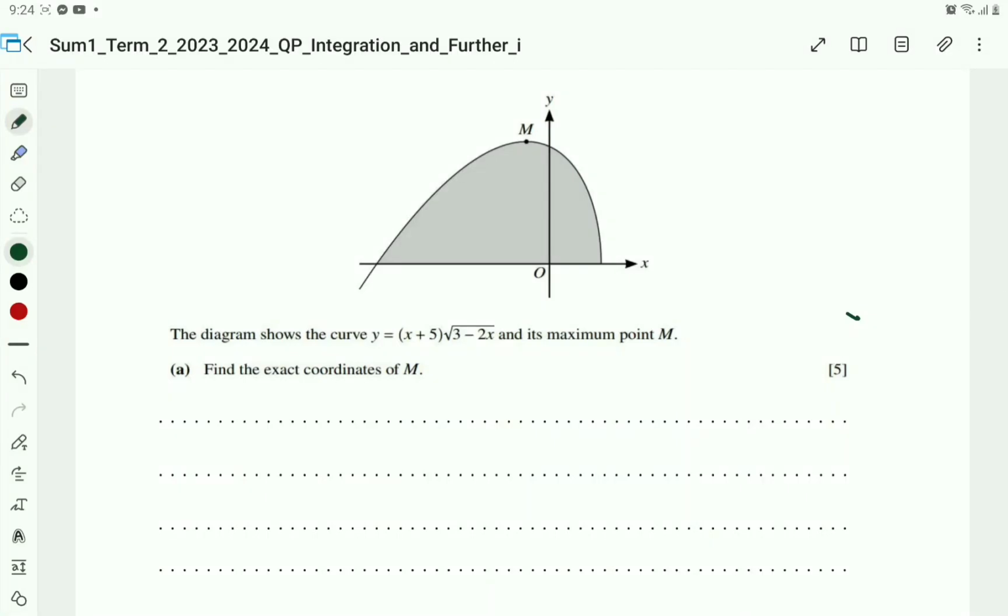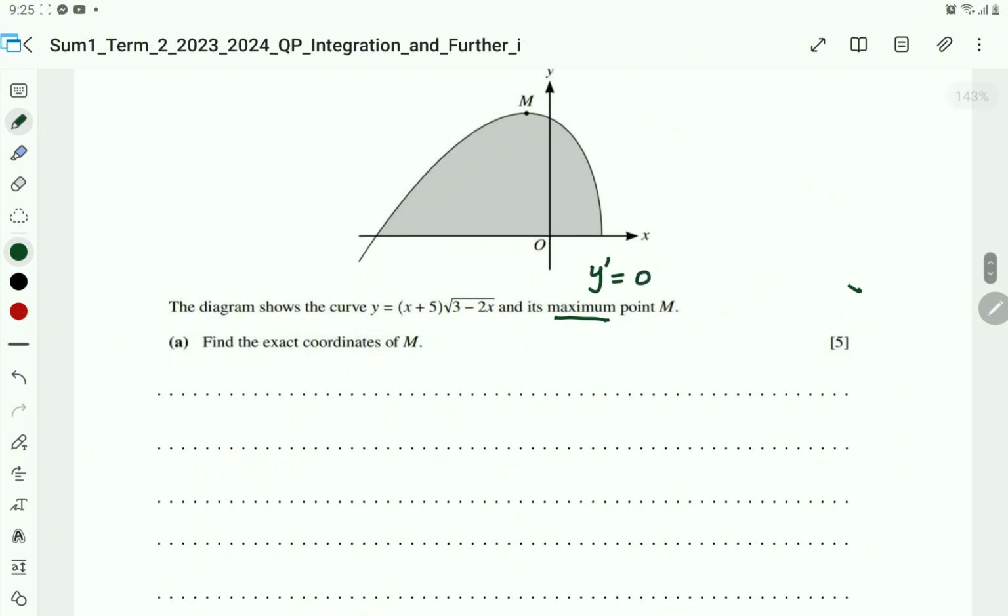Diagram shows the curve and its maximum point in M. Find the exact coordinates of M. Since it's maximum, you need to get the first derivative and equal it to 0. So our plan is to take y prime equal to 0.